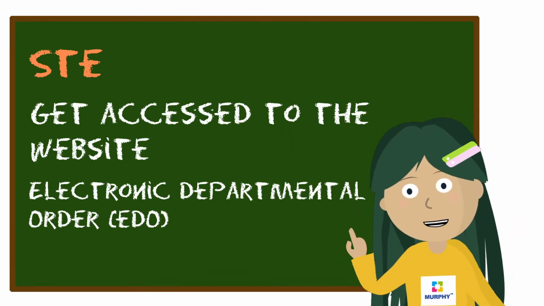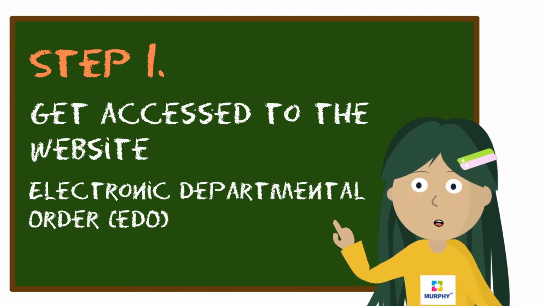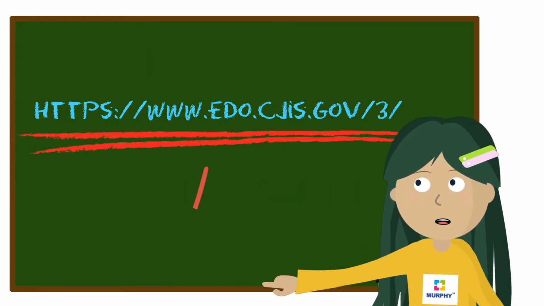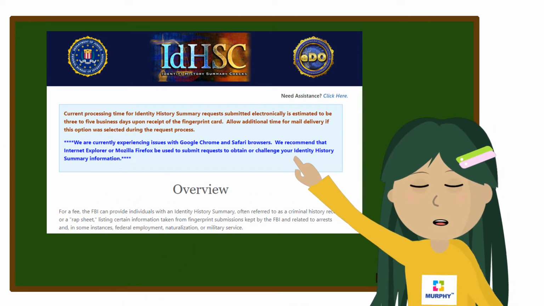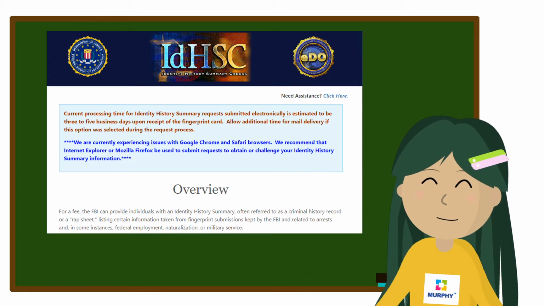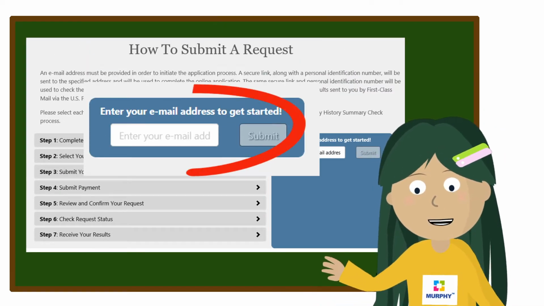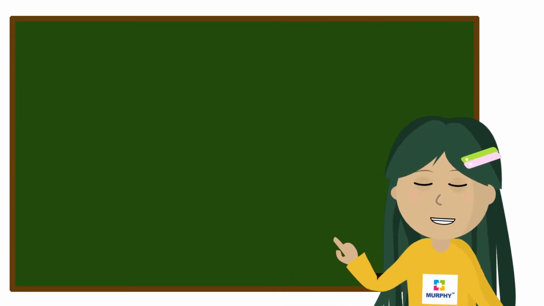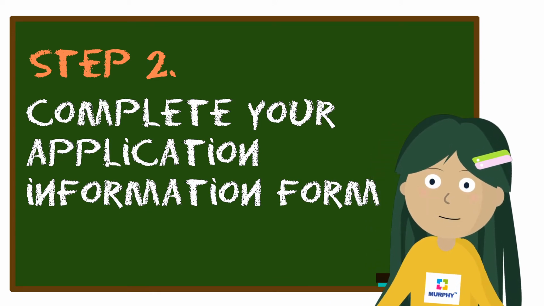Step 1. Please get access to the website Electronic Departmental Order. Please check the below section for the website URL. If you see this page, you are on the right track. Scroll down, enter your email address carefully, and press Submit. Step 2. Complete your application information form.